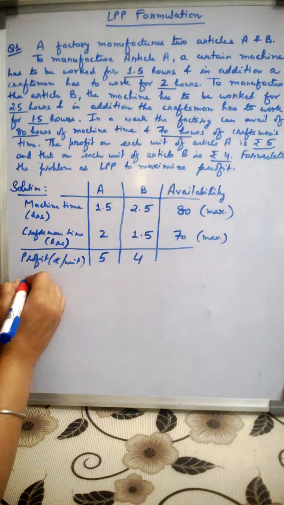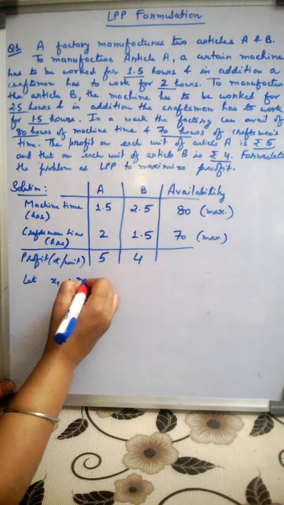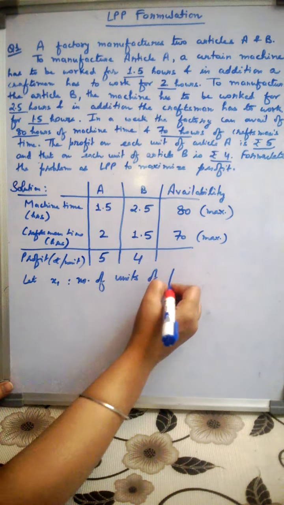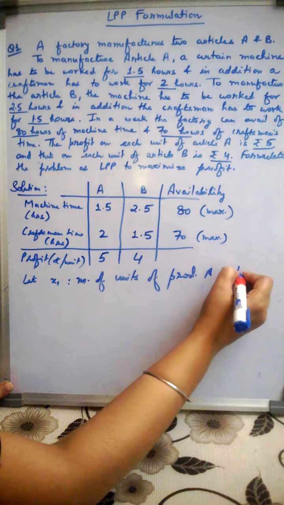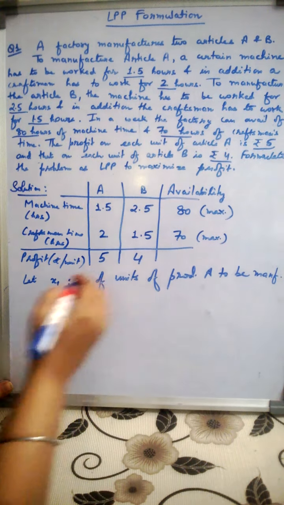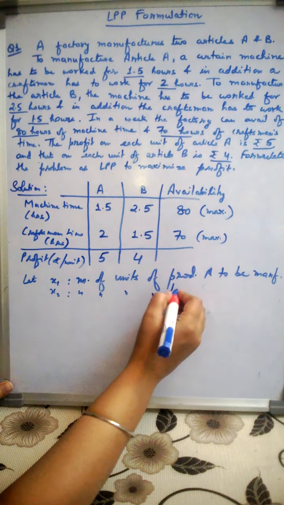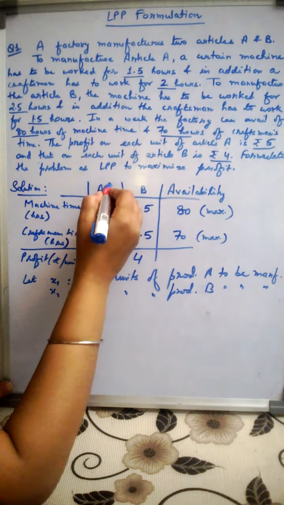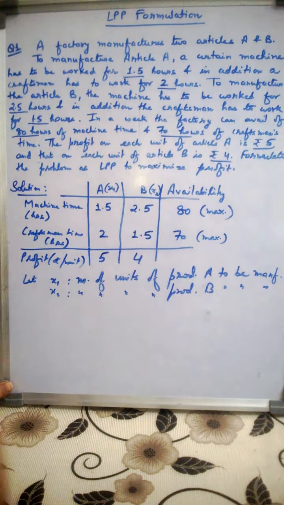So here let x1 be the number of units of product A to be manufactured and x2 be the number of units of product B to be manufactured. So we'll define the number of units of A as x1 and the number of units of B as x2.